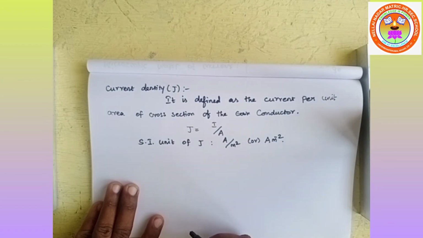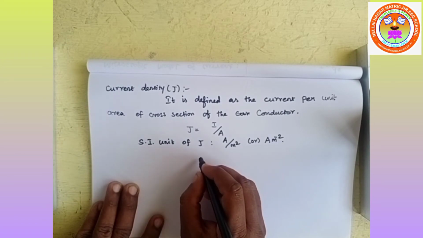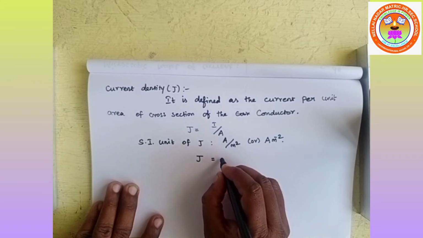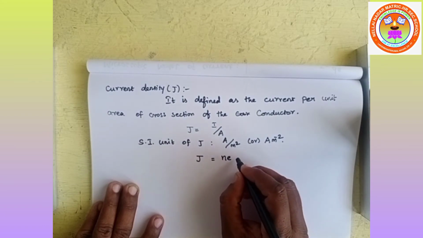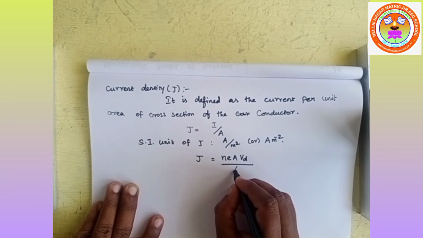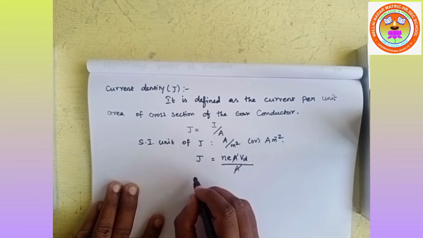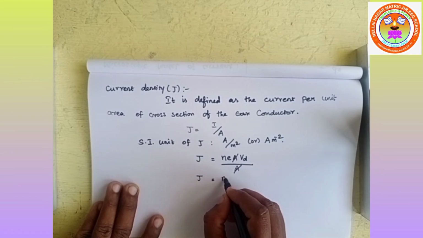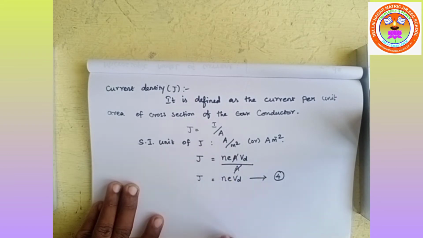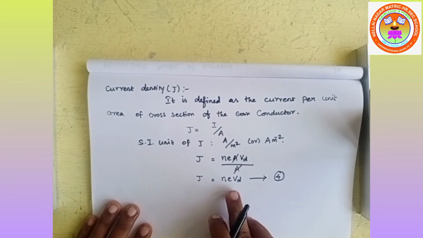Okay students, by using the microscopic model of current, we can write J is equal to I divided by A, where I is equal to n into E into A into vd. So A cancels. What is the value of J? J is equal to n into E into vd. Okay, this is the fourth equation. This is the value for the current density.